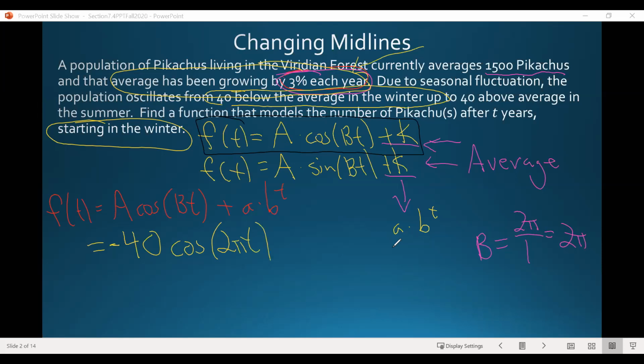times t plus. Now, when we go to fill in the values for our midline, we have to recall what these things stand for. So recall the value for A here, that'll be the starting value. And then the value for B will be what we call our growth multiplier.